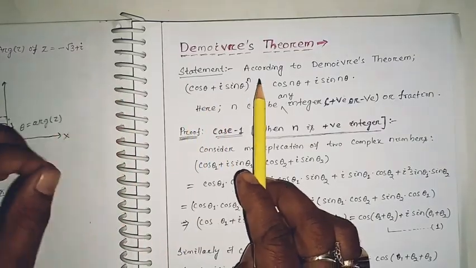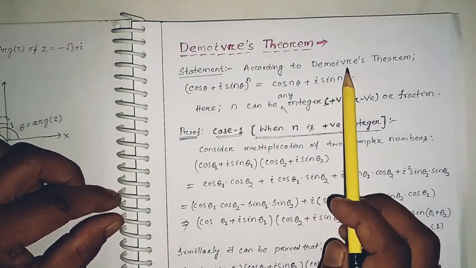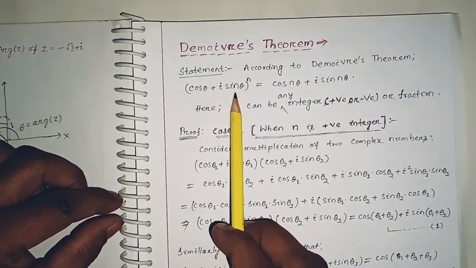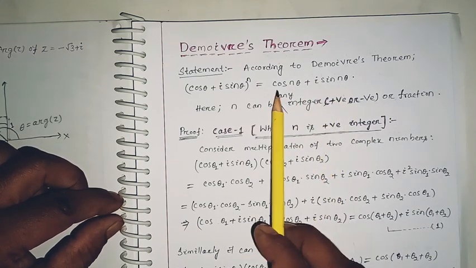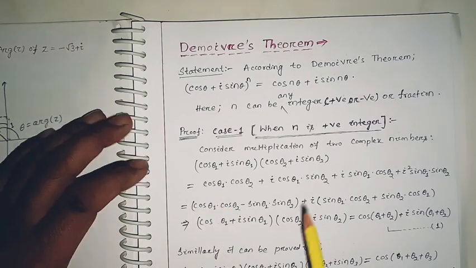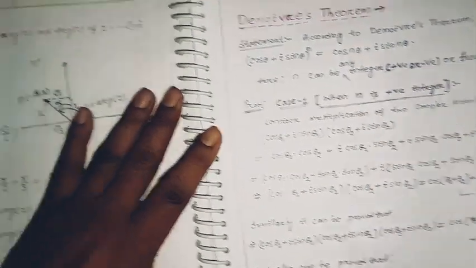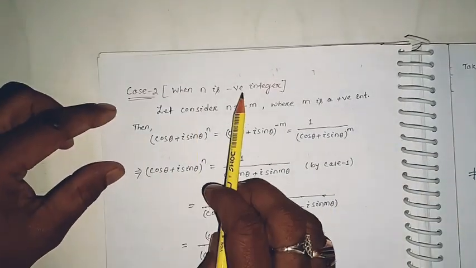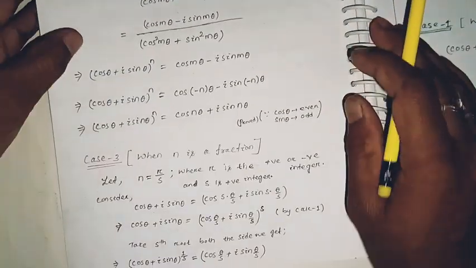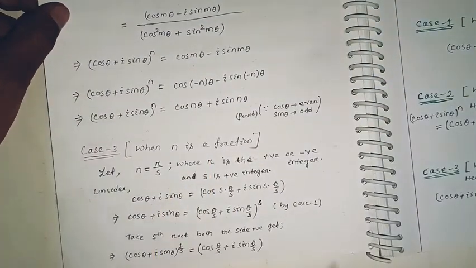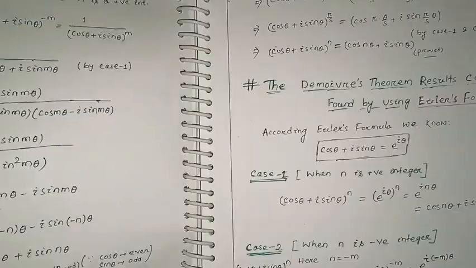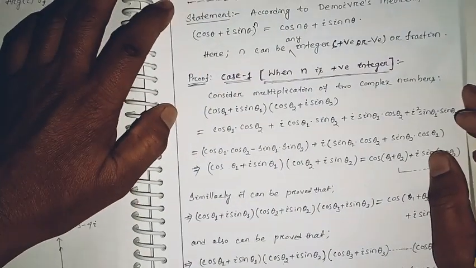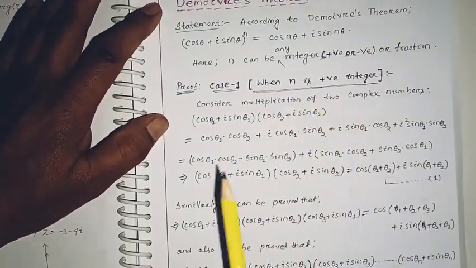This is the statement of Demoivre's theorem. According to Demoivre's theorem, (cos theta plus i sin theta) to the power n will be equal to cos n theta plus i sin n theta. We are going to prove this by considering n as a positive integer, that is case 1, and then n as a negative integer, and also n as a fraction. So first we consider case 1, when n is a positive integer.